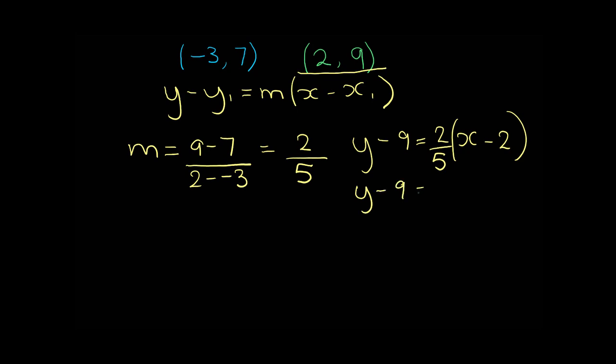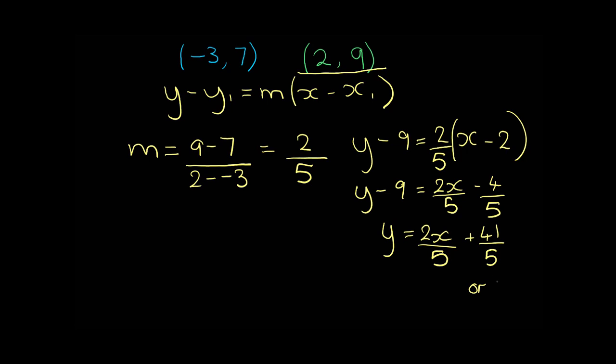y minus 9 equals 2/5 x minus 4/5. And then adding 9 to both sides, we'll get y equals 2x over 5, and you can either write this as 41 over 5, or you could write it as 8 1/5. So 9 take away 4/5 is 8 1/5, written as an improper fraction, which looks a bit nicer. It's 41 over 5.